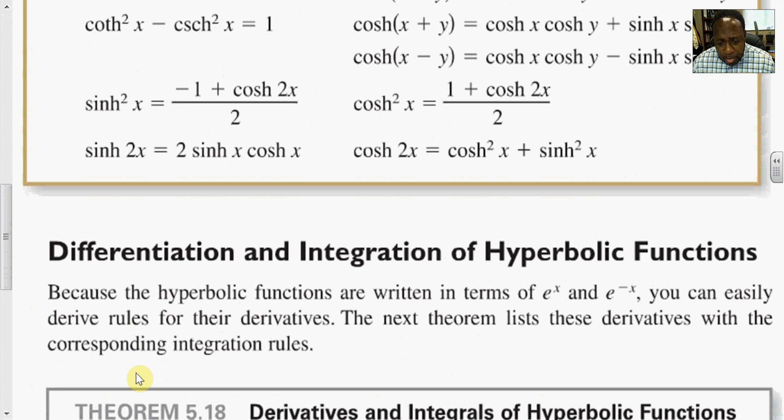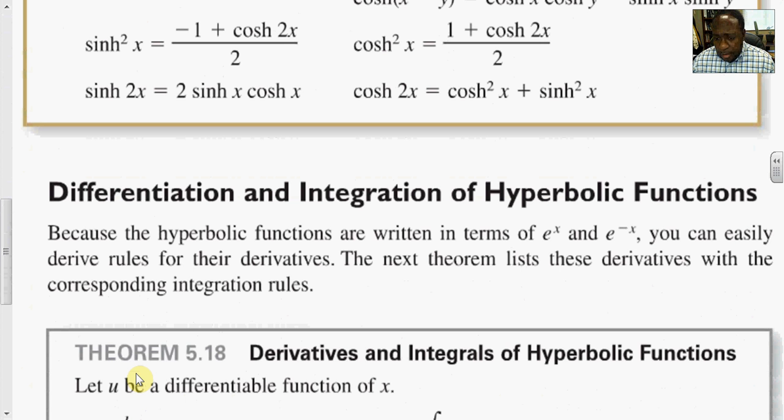Here, our goal is to discuss the derivatives and the integrals of hyperbolic functions. There are a lot of formulas here that you would know, and as you are aware, on this test you are allowed to use the formula sheet that I have provided in Blackboard for you.